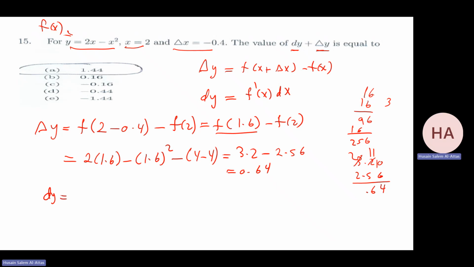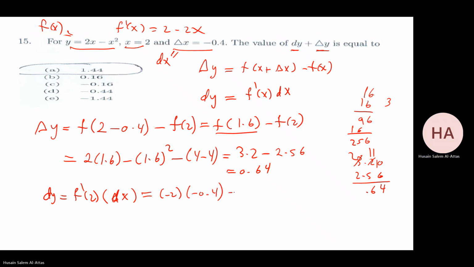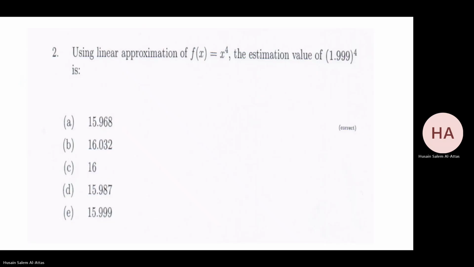dy will be what? f prime at 2. I need to find f prime. f prime is 2 minus 2x. This will be f prime at 2 times delta x, or dx. By the way, this will be dx, delta x. f prime at 2 will be what? 2 minus 4, that will be minus 2, times dx, minus 0.04, that will be 0.8. So dy plus delta y will be 0.8 plus 0.64, which is 1.44. This is the estimation of this value.